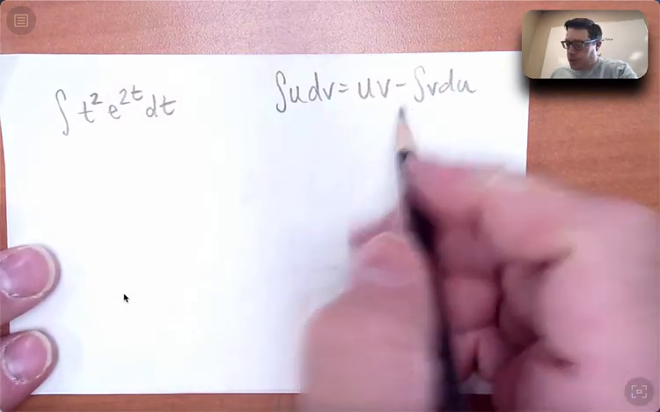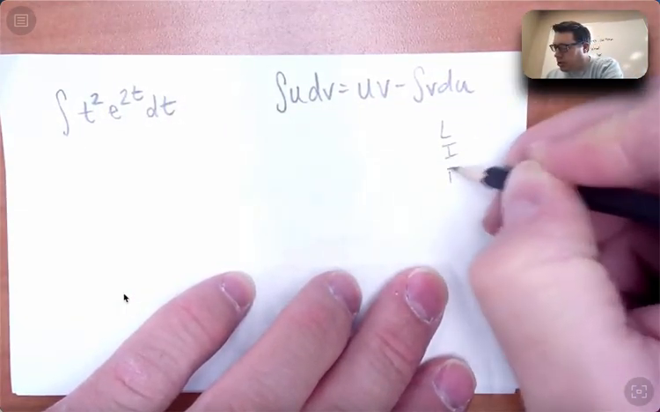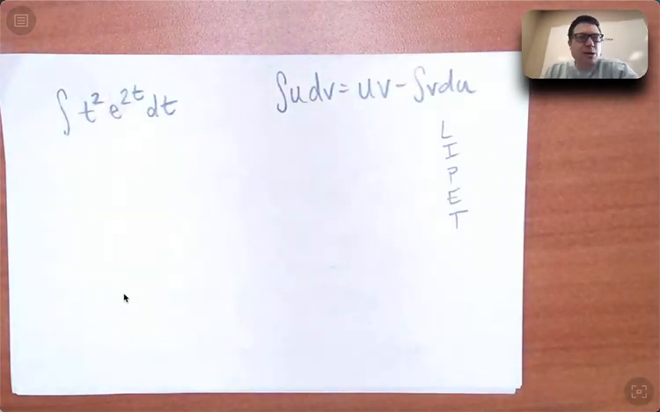Integration by parts, remembering LIPET: logs, inverse trig, polynomials, exponentials, and then actual trig functions. That's probably your best, although there are others out there. I really prefer this one. This is probably one of the best ways to identify your u function in the problem.